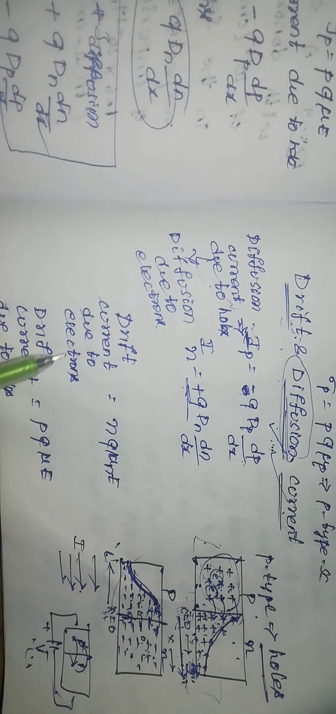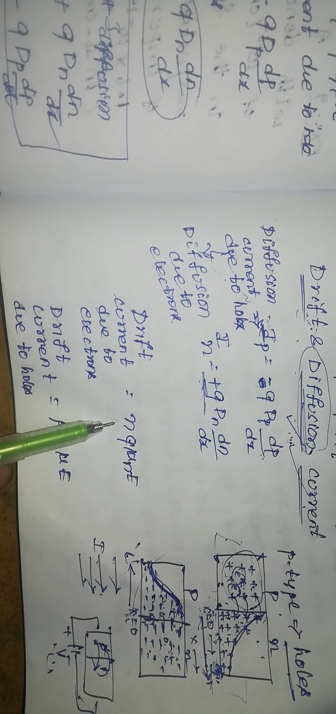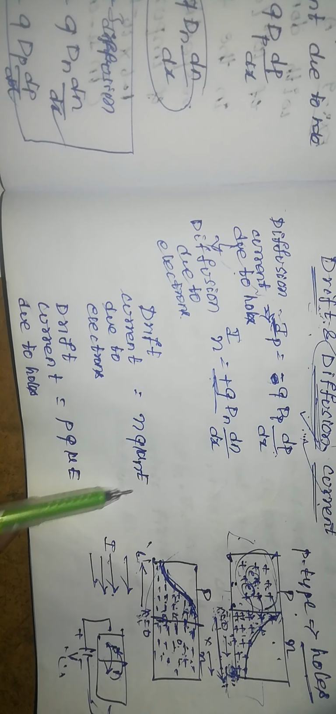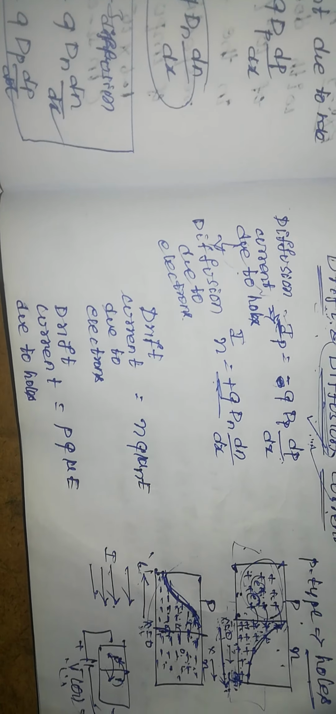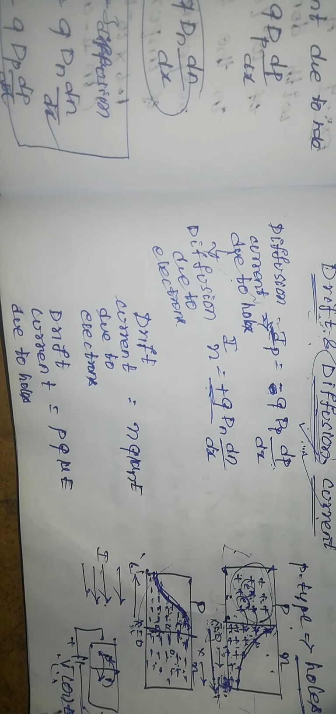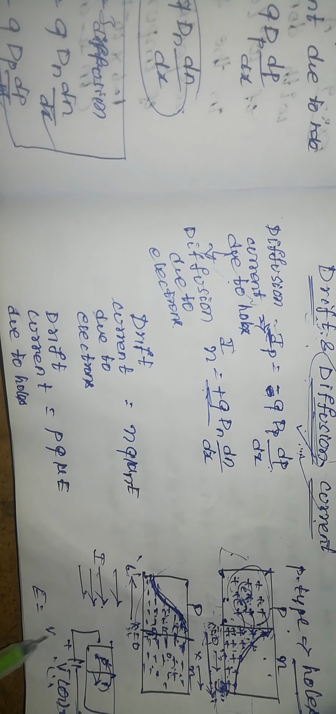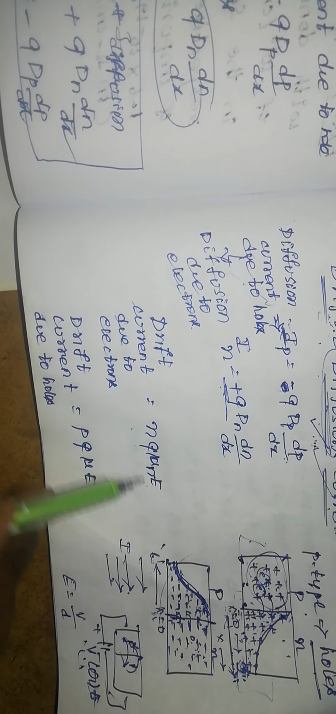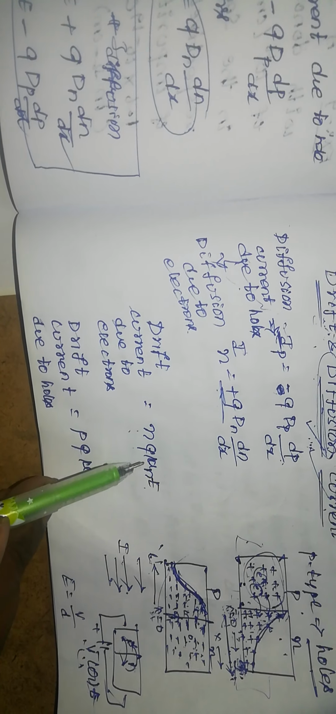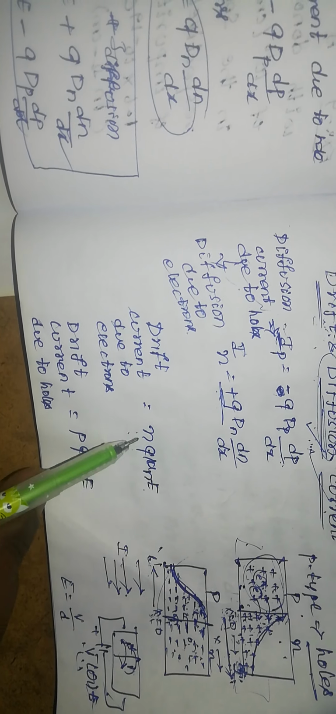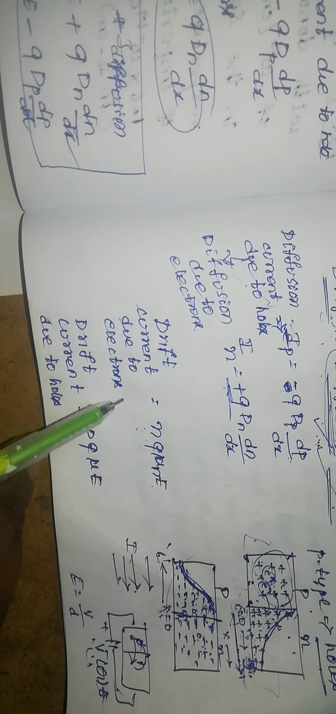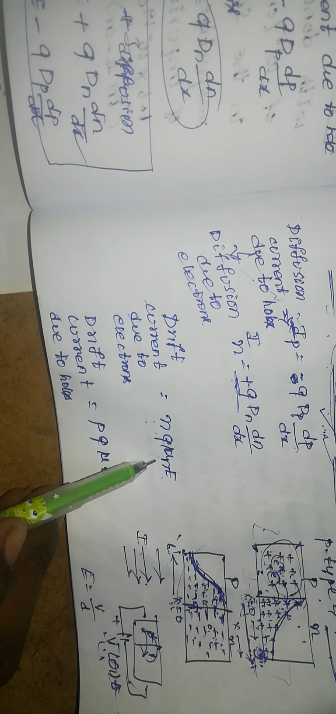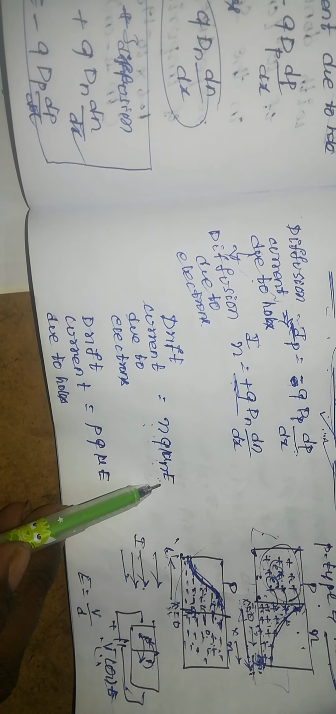So the drift current due to electrons is equal to N into Q into mu n into E, that is the applied electric field or potential, V or E. This E is calculated by voltage by distance, that we know. So N Q mu n into E, where N is the number of carriers, that means number of electrons, Q is the charge of the electron, mu n is the mobility of the electrons, E is the applied electric field.